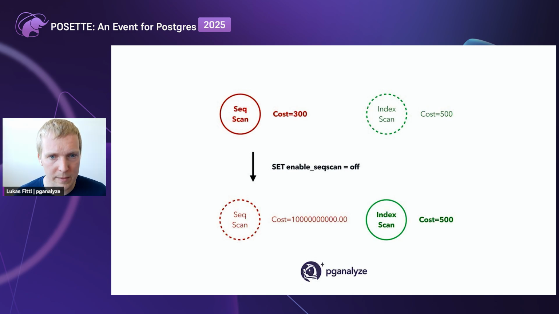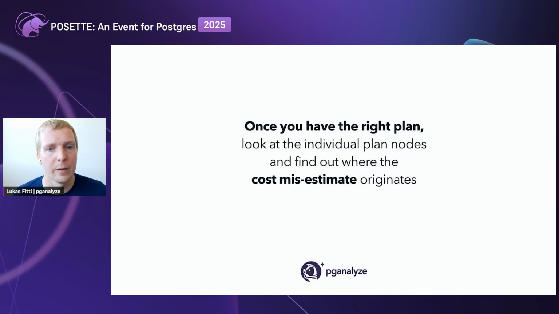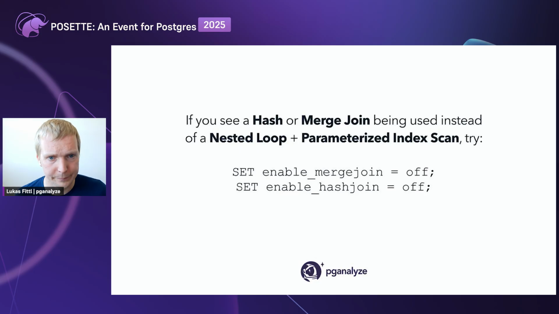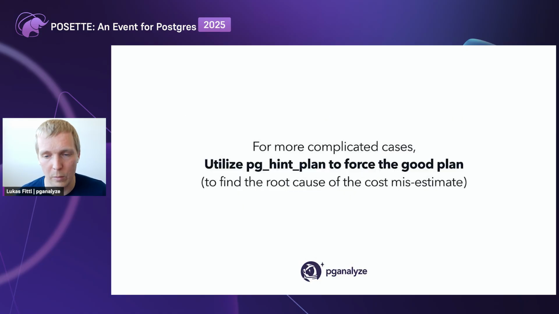Now, in this case, what we see is we get the good plan, and most importantly, we know that the good plan has a cost of 500. So once we have the right plan, we can then look at the right plan with the wrong costs, and we can find out where our misestimate is happening. For example, another thing you can try is if you're seeing your hash or merge join being used, but you wanted to use nested loop, you could turn off merge and hash joins and see what the nested loop plan looks like. Now, sometimes this works really well, and sometimes it doesn't work well.